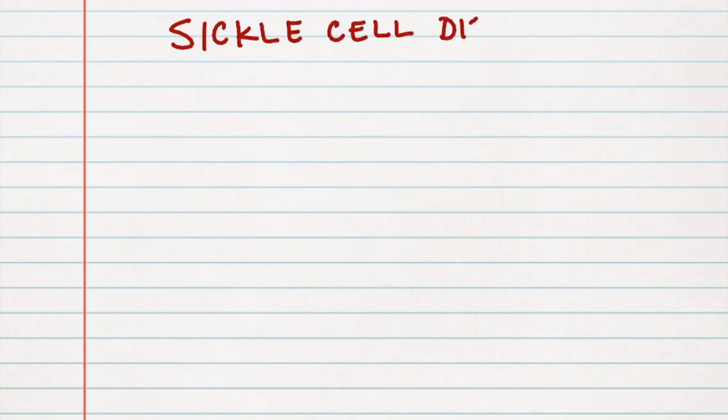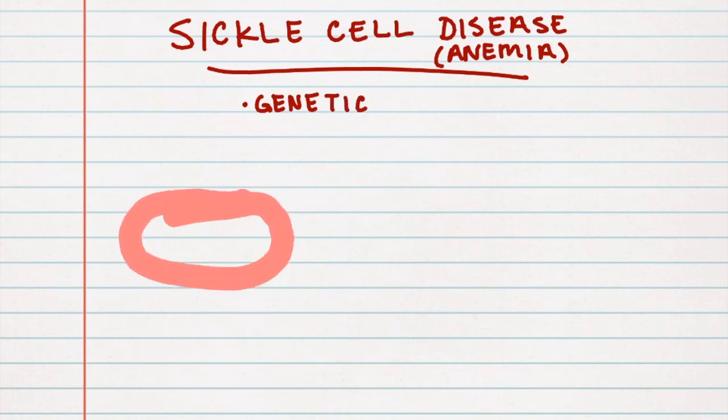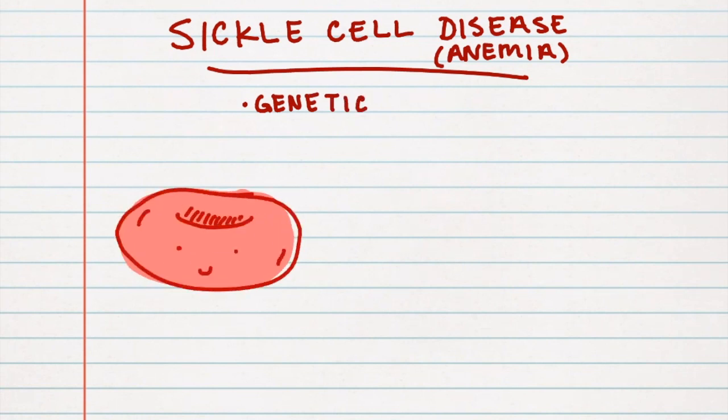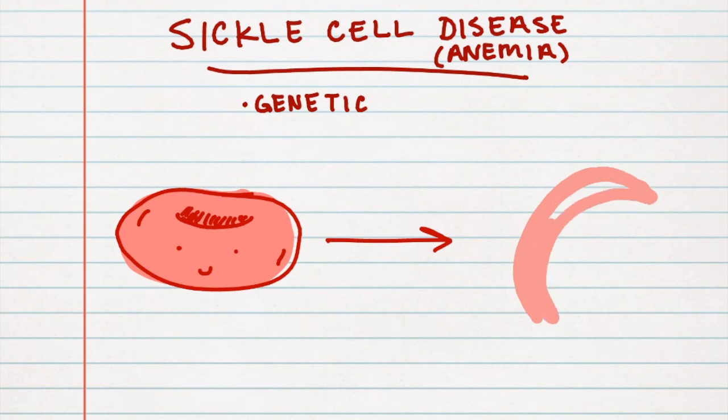Sickle cell disease, also called sickle cell anemia, is a genetic disease where red blood cells can take the shape of a crescent or sickle. That change allows the red blood cell to be more easily destroyed, causing anemia.